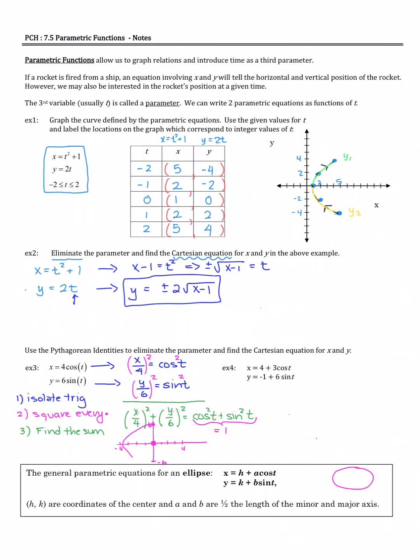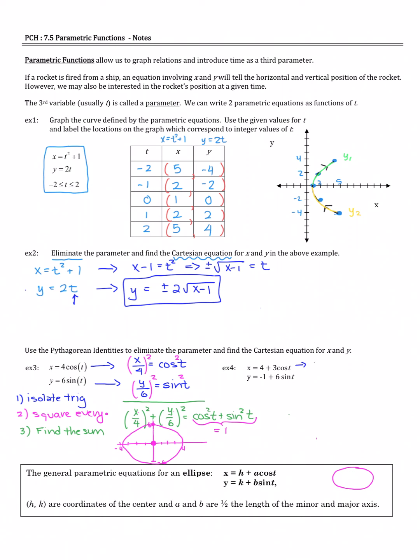And obviously my scale's a little off. It should be bigger in the y direction than in the x. But that would be my ellipse. All right, so that's your first little introduction into ellipses. So let's do the second example here, where notice you have a little more going on, but the steps are basically the same. So we want to isolate the trig.